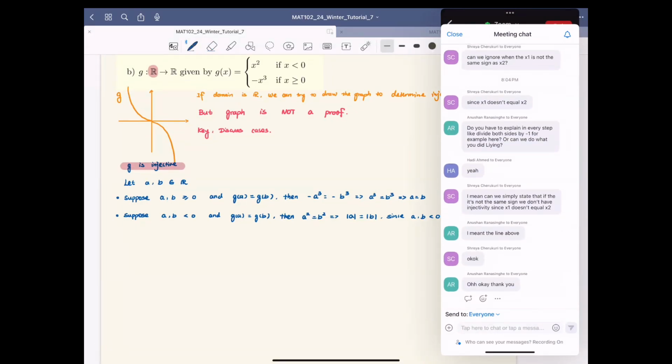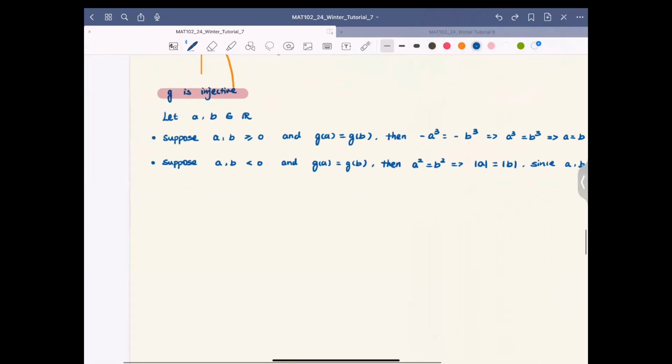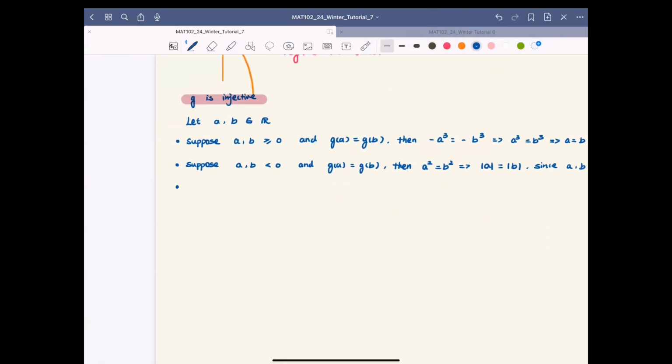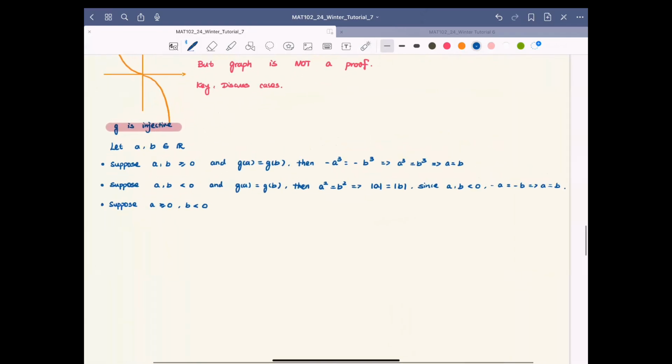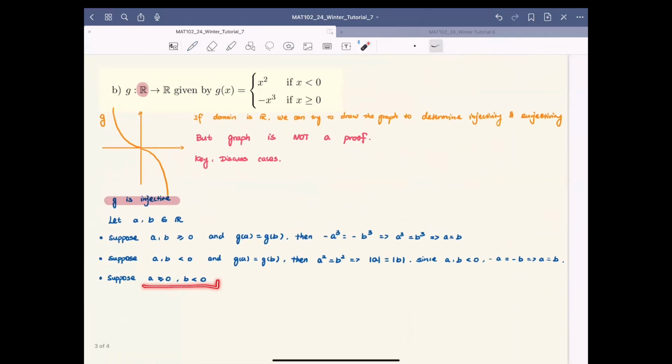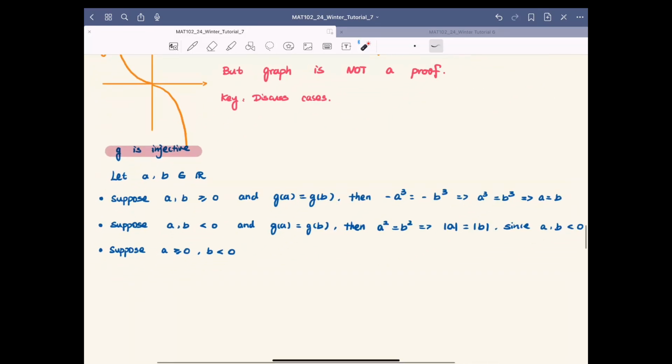Okay. Now let's do the other two cases, and you'll see why you have to do them. Suppose one is positive and the other one is negative. So let's say suppose A is greater than or equal to 0, B is less than 0. Okay, so here, they don't equal each other, that's correct. But you cannot say that we're done because, well, they don't equal each other. It doesn't mean they equal each other. What if they don't equal each other? Then it doesn't satisfy what we want to prove, because you want to show that if they equal each other, then they equal each other, right? So if they don't equal, maybe they don't equal either. So you cannot make the assumption, right?